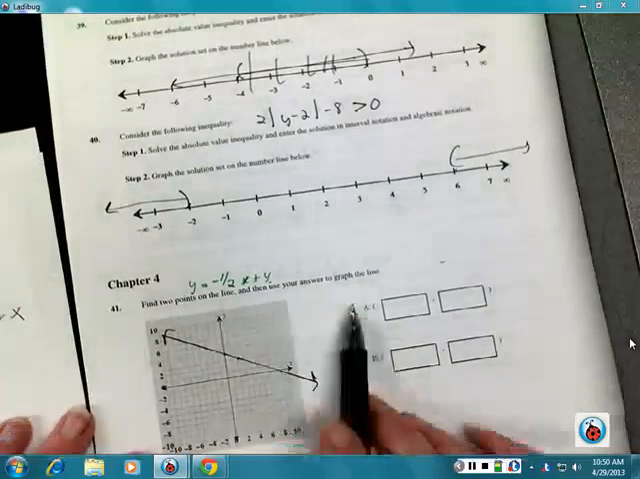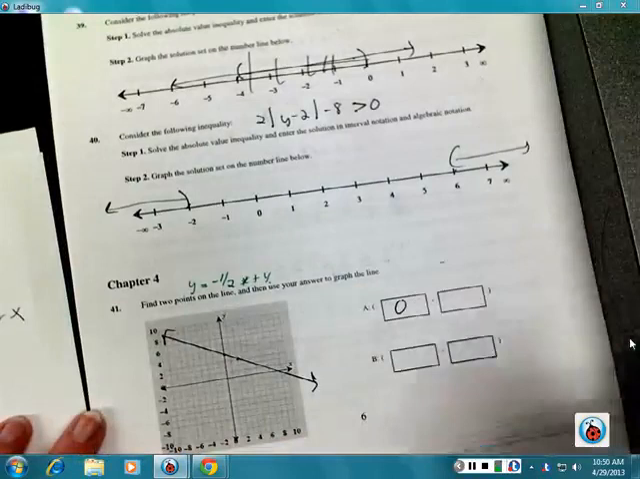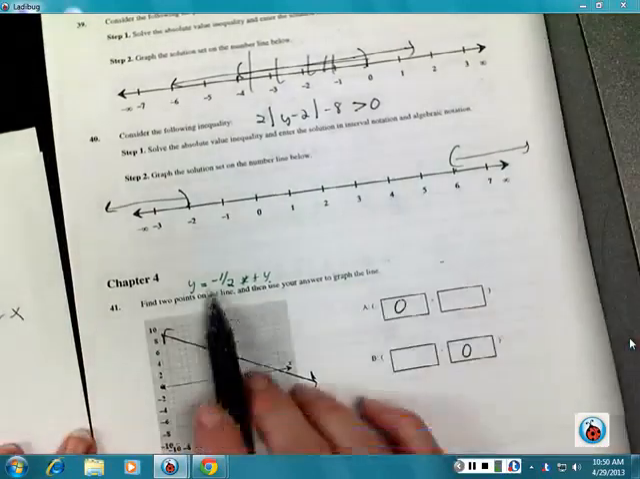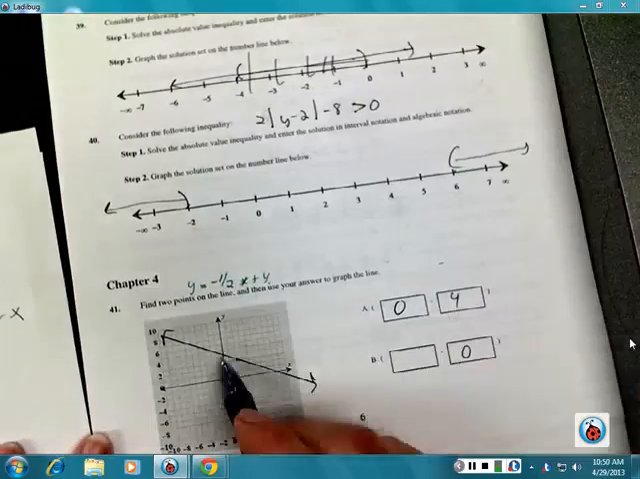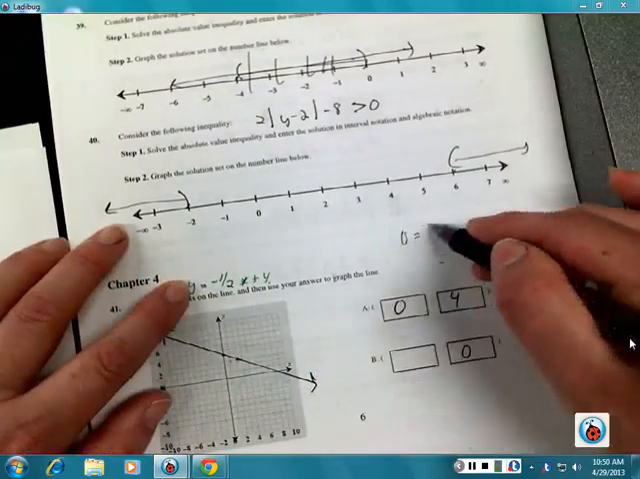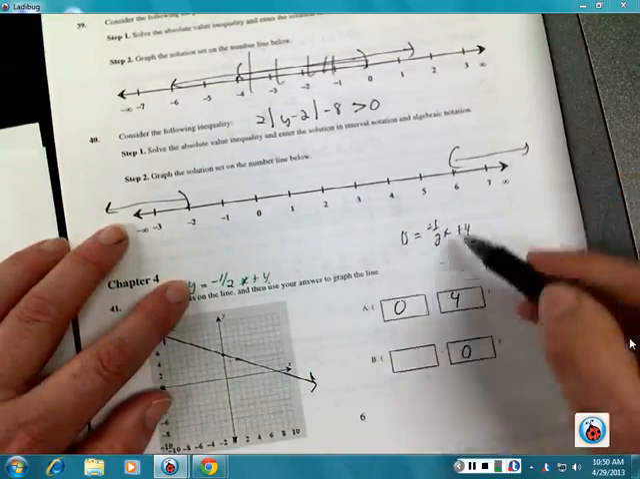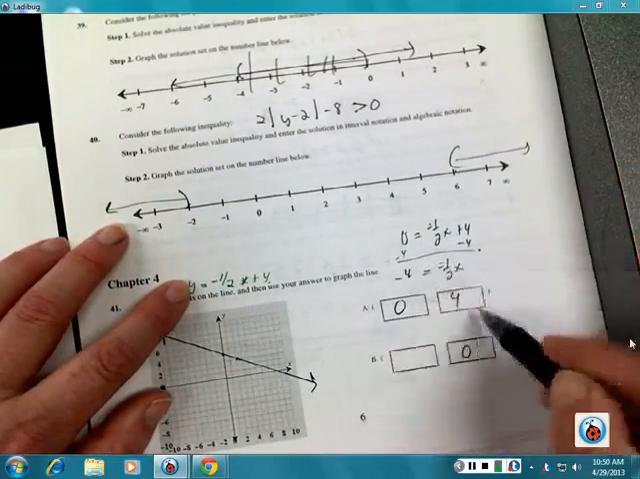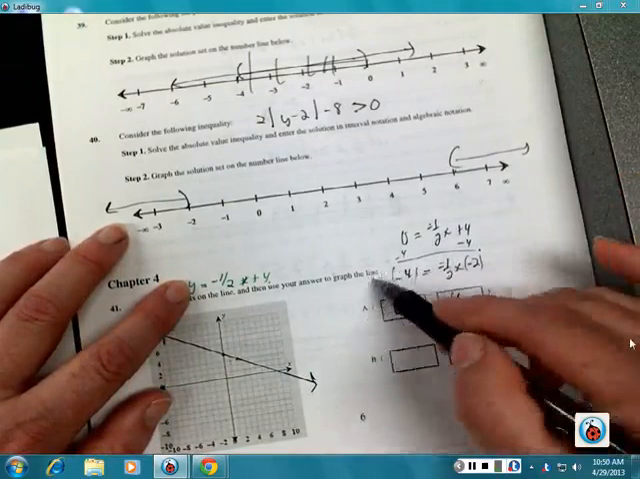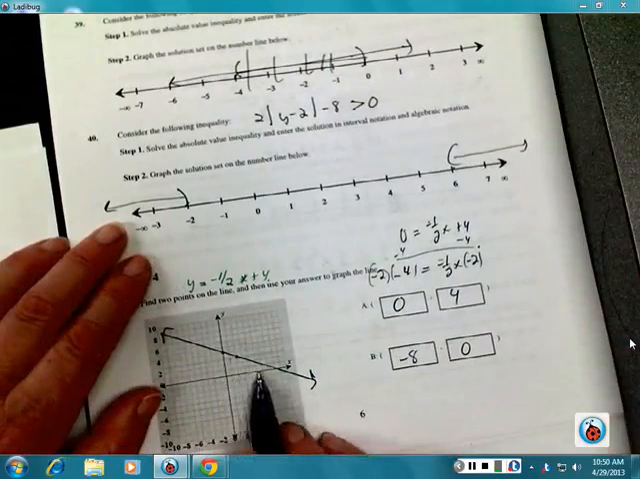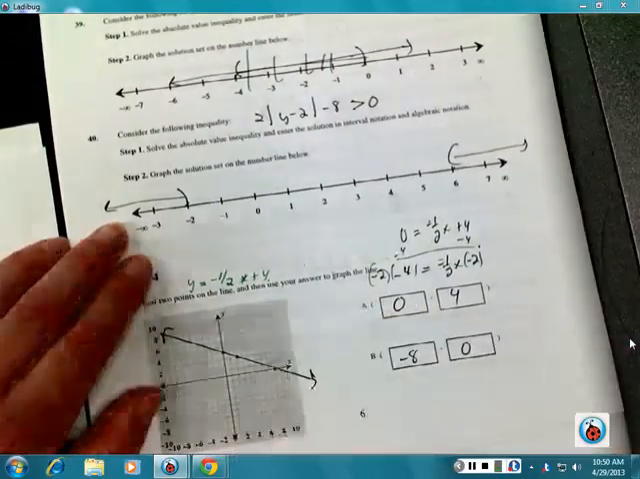If it asks you to plot 2 points, the easiest way is to put 0 in for x and 0 in for y and find your intercepts, where those 2 points cross. So if I put 0 in here, y is equal to 4. If I put 0 in for y, I have a little more math to do. I move my 4 over, so I get negative 4 is equal to negative 1/2 x. Multiplying both sides by negative 2, I get 8.